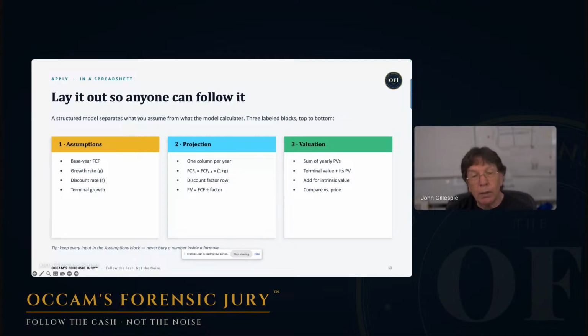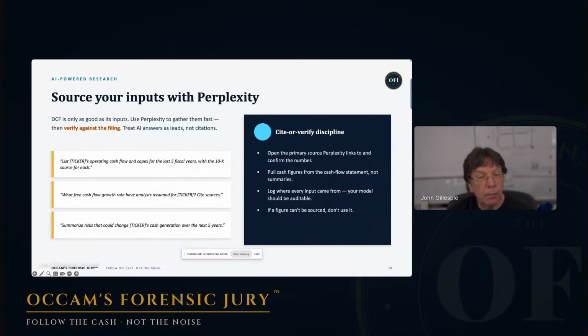So this directly satisfies the structured spreadsheet model objective. And so if people have questions, email me. This is a very simple example, but it's important that you understand the mechanics so you can pull this into a more complex, realistic example.